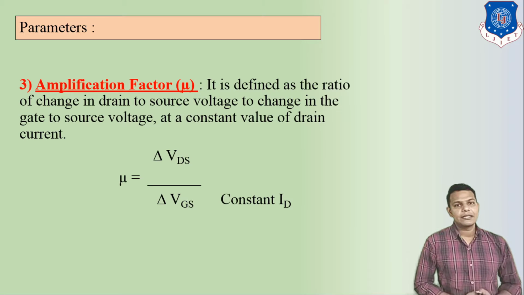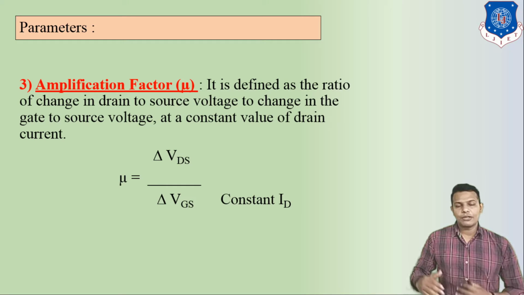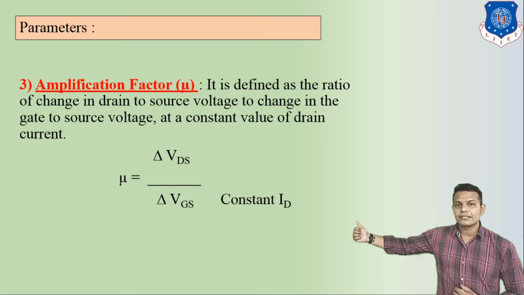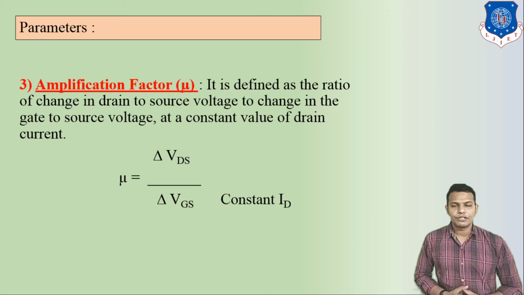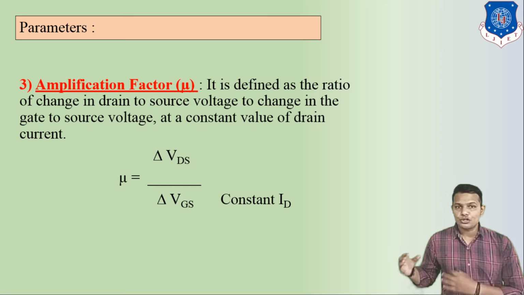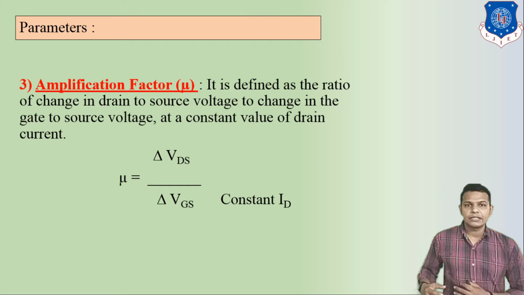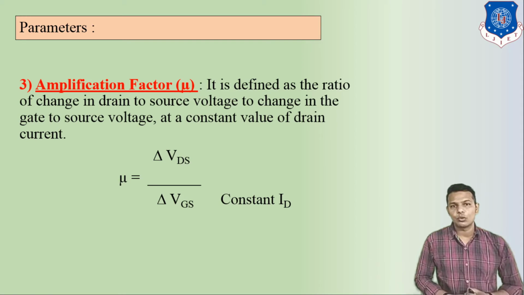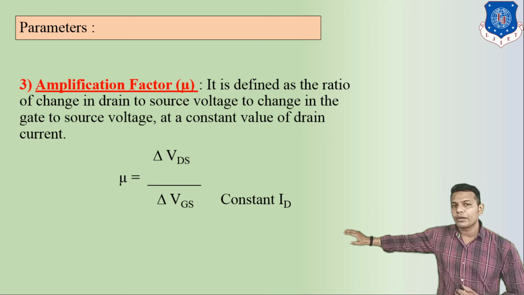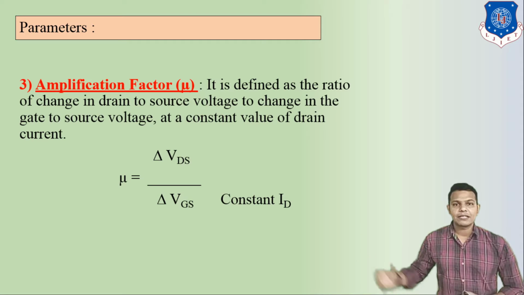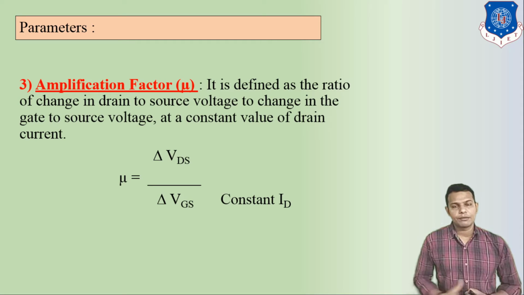Now this is the third. If we combine the two parameters, we get the amplification factor, which is denoted as mu. It is defined as the ratio of change in drain to source voltage to change in gate to source voltage at a constant value of drain current. So basically we can write mu is equal to delta VDS upon delta VGS at constant ID. That is known as the amplification factor mu.